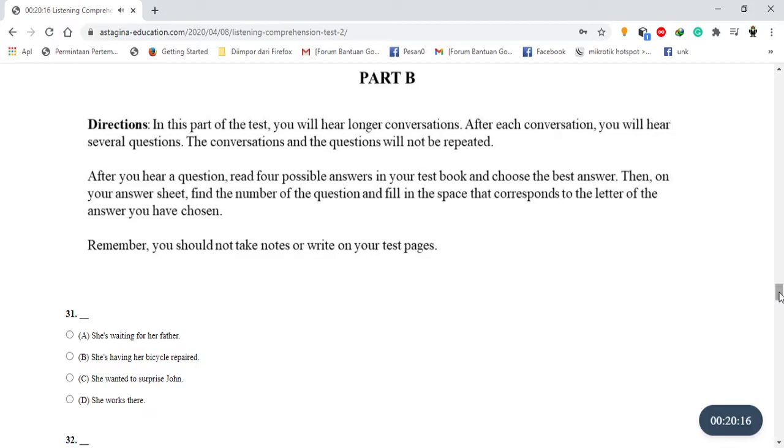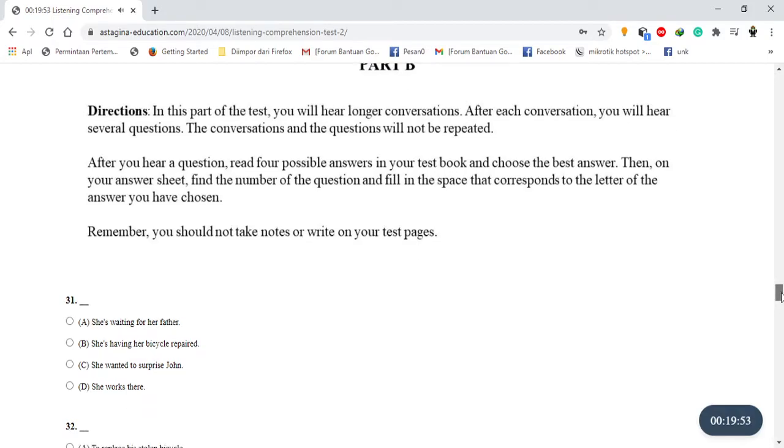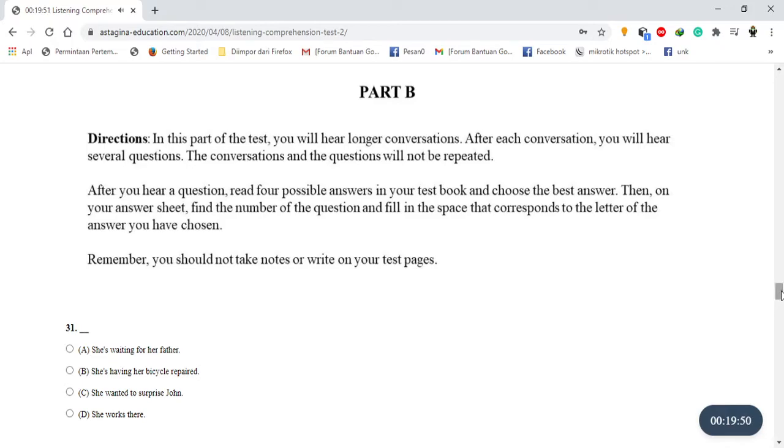Part B, Directions. In this part of the test, you will hear longer conversations. After each conversation, you will hear several questions. The conversations and questions will not be repeated. After you hear a question, read the 4 possible answers in your book and choose the best answer. Then, on your answer sheet, find the number of the question and fill in the space that corresponds to the letter of the answer you have chosen. Remember, you should not take notes or write on your test pages.